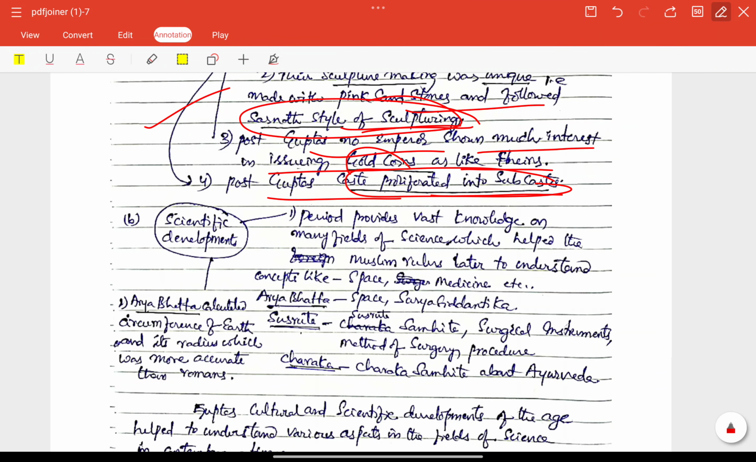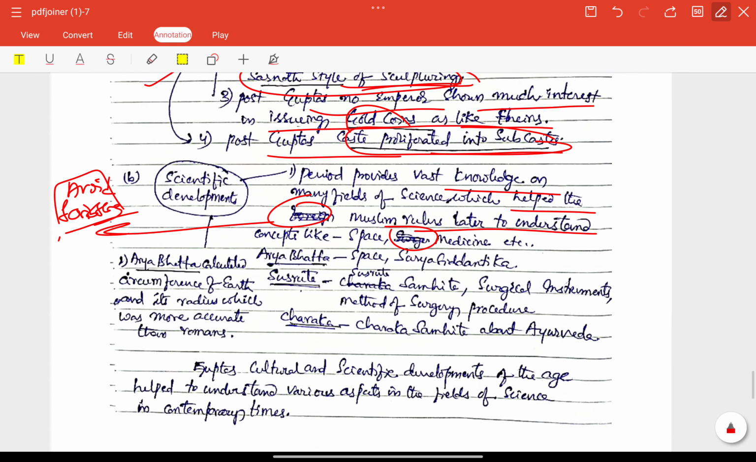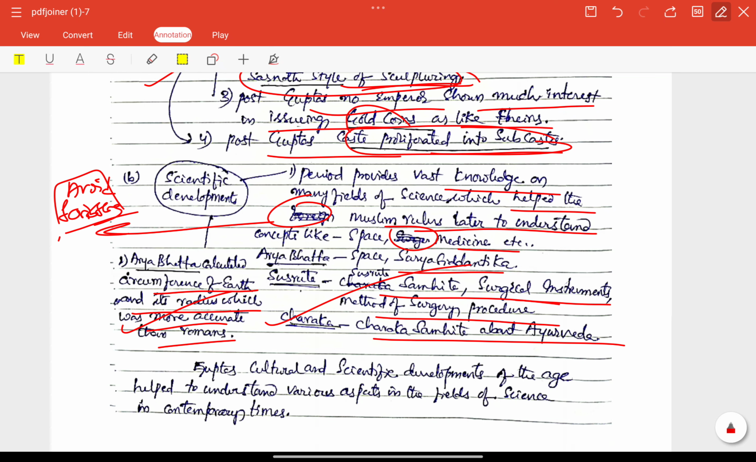Next, scientific developments. The period provided vast knowledge in many fields of science, which helped the later rulers. Avoid these types of scribblings, especially; we need to avoid scribblings. Concepts like space, medicine, etc. Aryabhatta, and also the Samhita, surgical instruments, etc. We have Charaka. Very good. Aryabhatta calculated the circumference of the Earth and its radius, which was more accurate than the Romans.